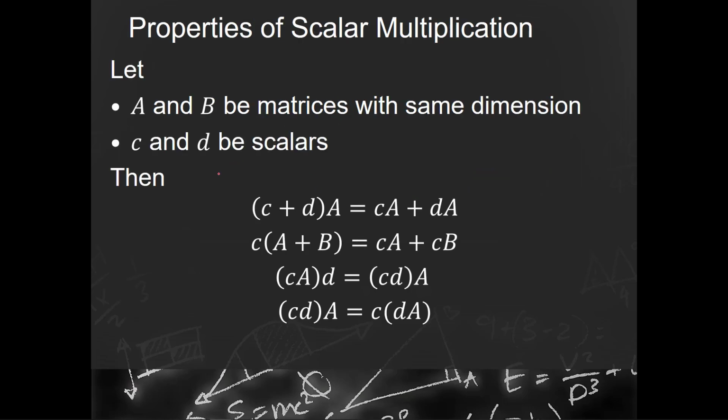Scalar multiplication does have some properties which can be useful. The first two properties are that it is distributive, and you can see that here. The sum of C plus D times A is equal to CA plus DA. Similarly, this works in the other direction, or it works for the matrices as well. And also, scalar multiplication is associative, and this basically tells you that the order of the scalars relative to the matrix does not really make that much of a change.